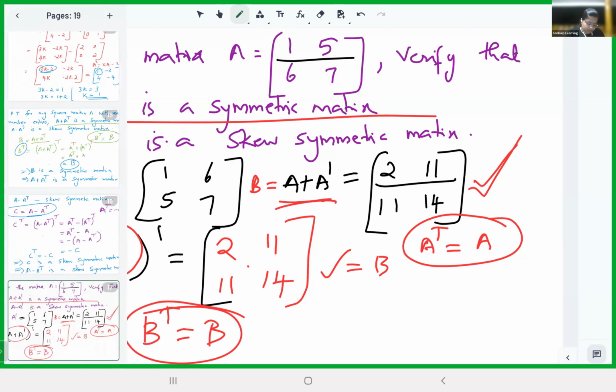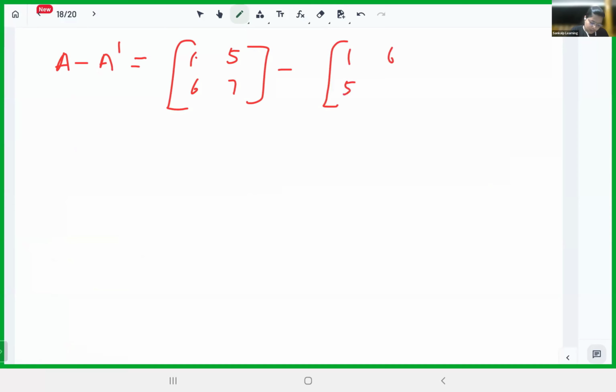Now consider the second part of the question. In the second part, you have to verify A minus A transpose is a skew symmetric matrix, isn't it? So first of all, you have to find out what is A minus A transpose, right? So A is equal to 1, 5, 6, 7 and A transpose is equal to 1, 6, 5, 7, right? So I'm going to subtract these two matrices. 1 minus 1 is 0. 5 minus 6 is minus 1. Then 6 minus 5 is 1. 7 minus 7 is 0. So 0, minus 1, 1, 0. This is the A minus A transpose.